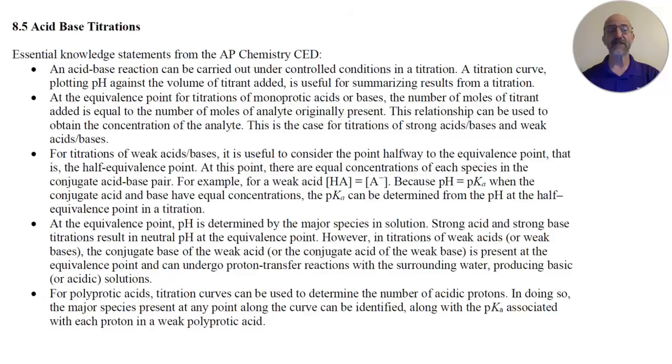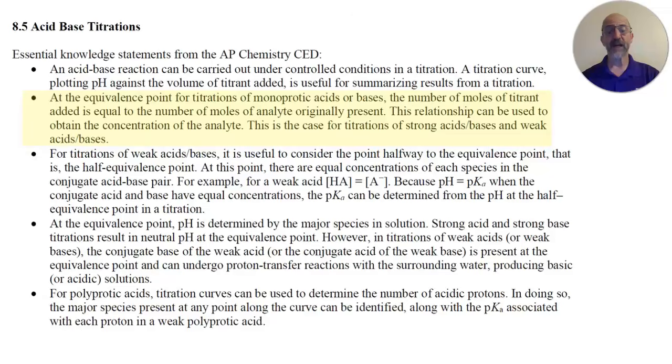Here are some essential knowledge statements from the AP Chemistry course and exam description. An acid-base reaction can be carried out under controlled conditions in a titration. A titration curve plotting pH against the volume of titrant added is useful for summarizing results from a titration. At the equivalence point for titrations of monoprotic acids or bases, the number of moles of titrant added, that would be from the burette, is equal to the number of moles of analyte originally present, that would be in the flask. And this relationship can be used to obtain the concentration of the analyte.